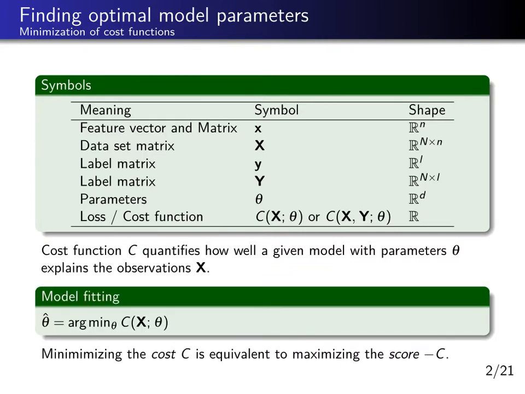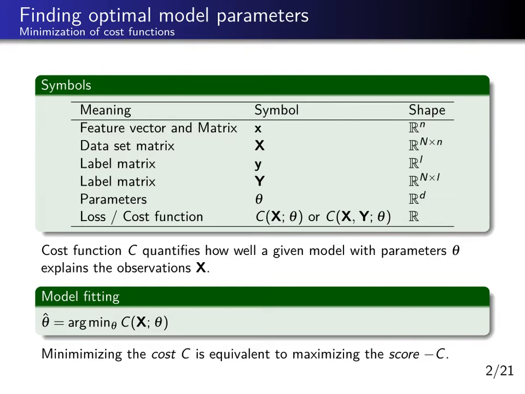You can think of the cost function as a quantification of how well a given model with parameters theta explains the observations X or X and Y. And what we want to do is fit or optimize this model. So we want to minimize the loss function over the set of parameters. So we want to find the parameters which minimize the loss function.